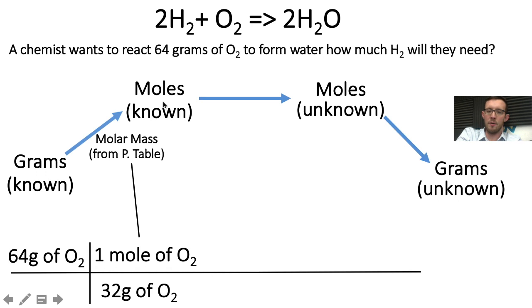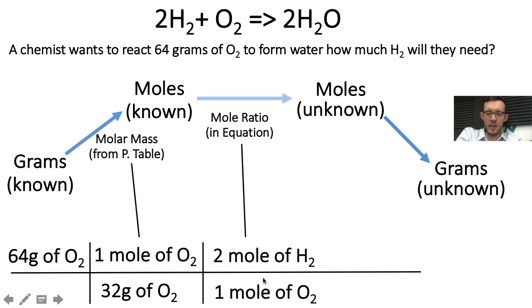Once we figured that out, we can then figure out how many moles of our unknown substance, in this case hydrogen, we would be producing by using the ratio of oxygen to hydrogen in our equation. So we know from our equation that for every 1 mole of oxygen that we're using, we're going to need to use 2 moles of hydrogen. And so we can put that into our ratio table down below to determine how many moles of hydrogen we would need for our moles of oxygen.